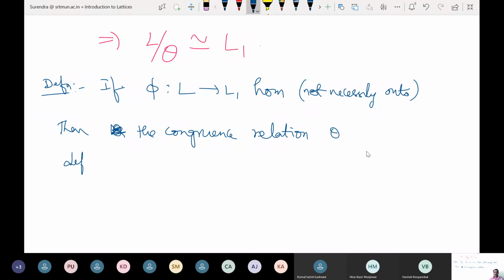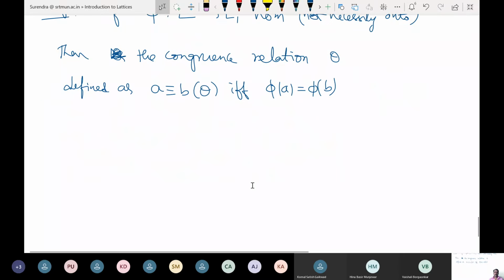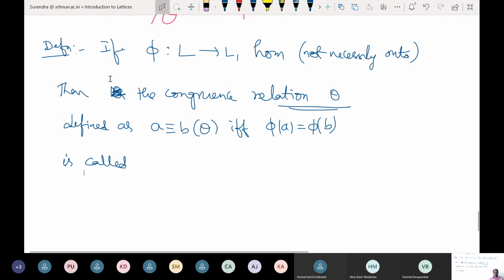theta defined as A is congruent to B modulo theta if and only if phi of A is equal to phi of B, is called, this theta, whatever we are calling this congruence relation theta, is called the kernel of this congruence, or you can call it congruence kernel, the congruence kernel of this map phi. Okay, this is the first definition. So whenever you have such a homomorphism, then by defining this relation, that is called the congruence kernel of that map.